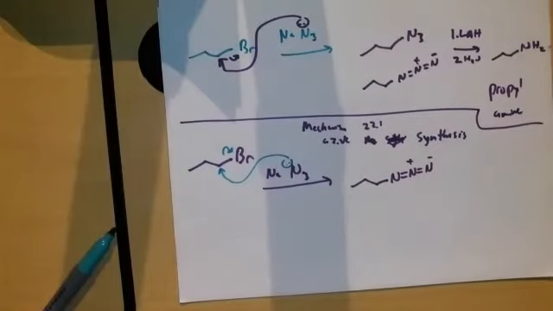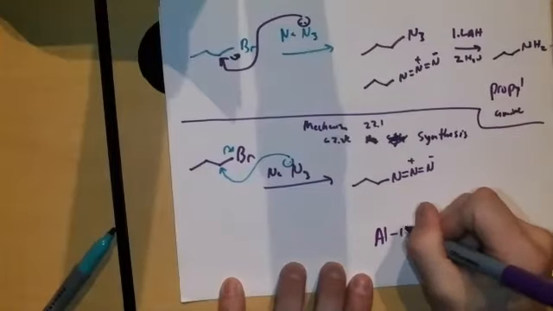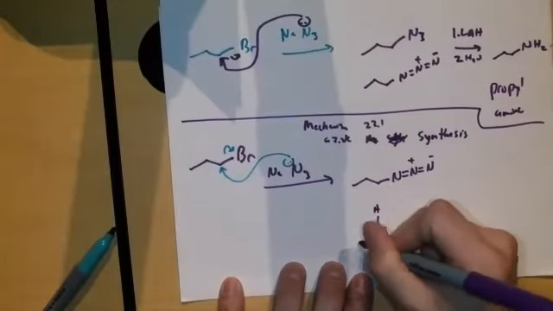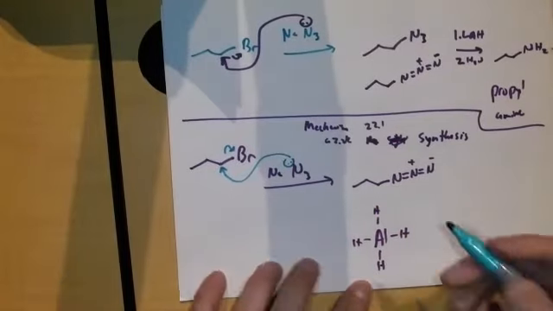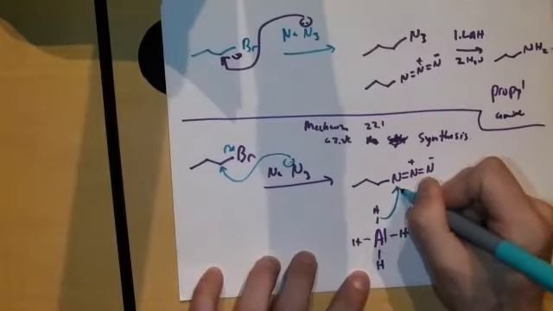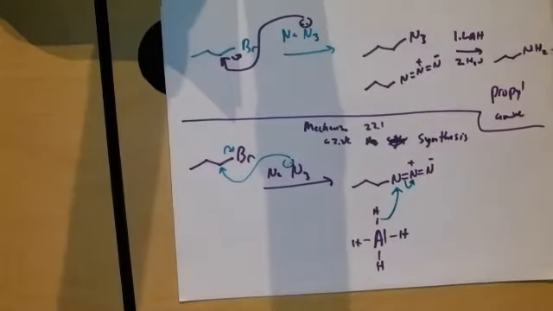From here, your lithium aluminum hydride, AlH4 minus, can donate a hydride to this nitrogen. It'll neutralize this positive nitrogen in the middle.